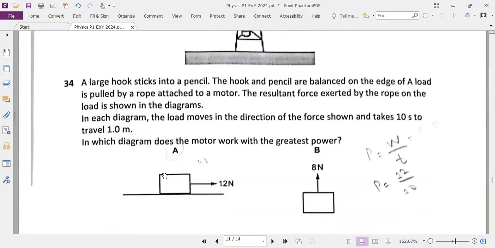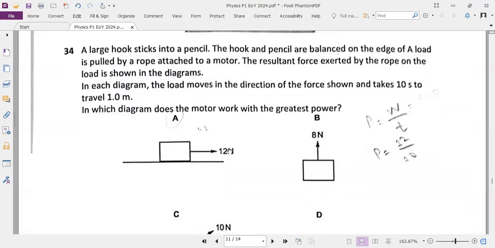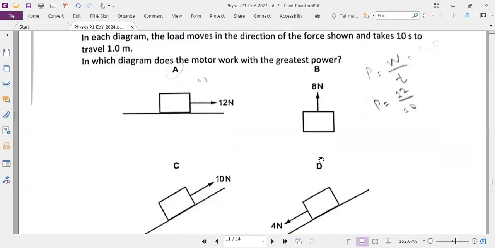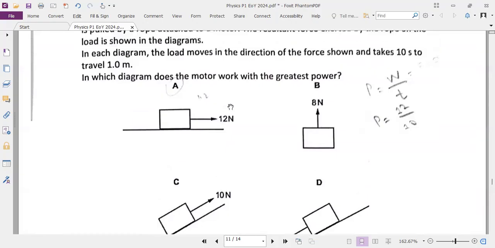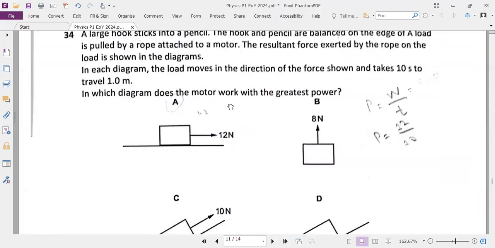This one is a bit tricky again. A motor moves something 1 meter, so you have to calculate the work done first. Work is force times distance. The forces are 12, 10, 8, and 4. So the 12 Newton force times 1 meter will give you 12, and then you divide it by the time, which gives you power as 12 divided by 10.